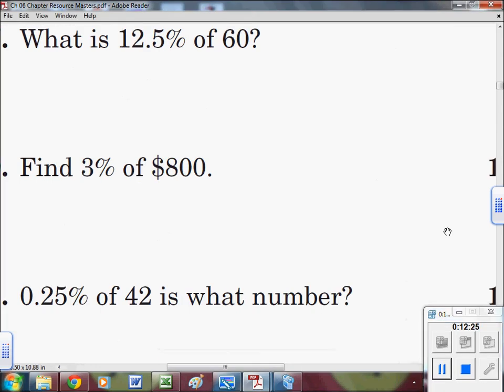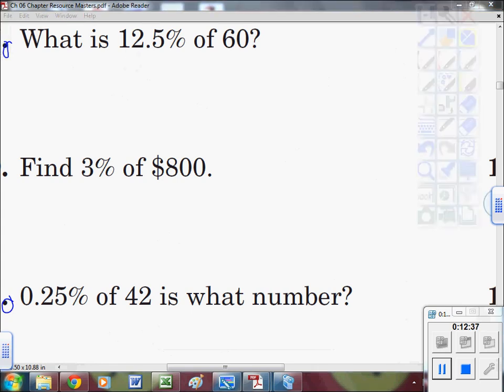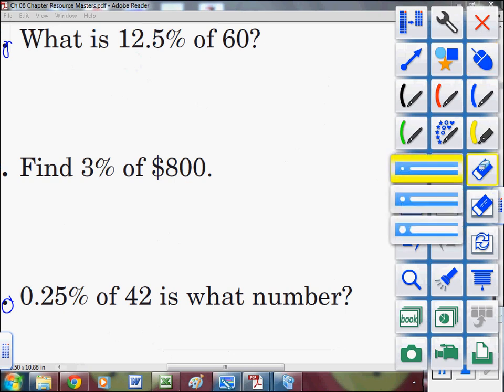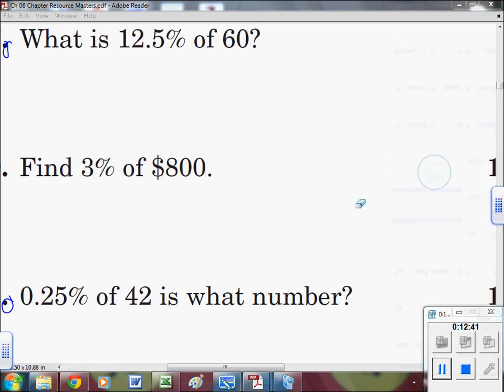All right, so out of this one, we're going to do the top example and the bottom example. You'll notice what both of them have in common is that they both have decimal percentages. The first one is 12.5%, and then the second one is 0.25%. I want to show you that it still works no matter what. That's what we're going to do.